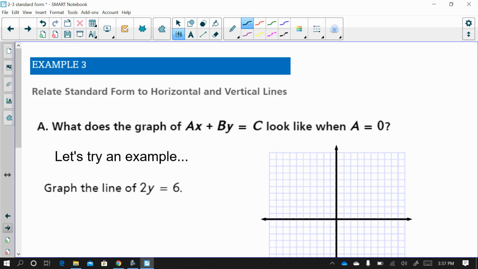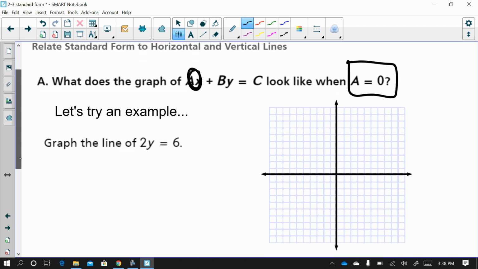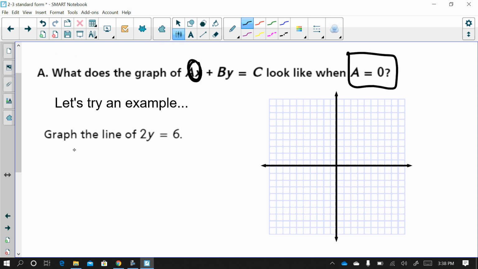So let's look at a few more examples. What happens if I let a equal 0? So this term's gone. There's nothing there. Well, let's look at an example. I want to graph 2y equals 6. Well, I'm going to solve for y because I like the form y equals. So divide both sides by 2, y equals 3.